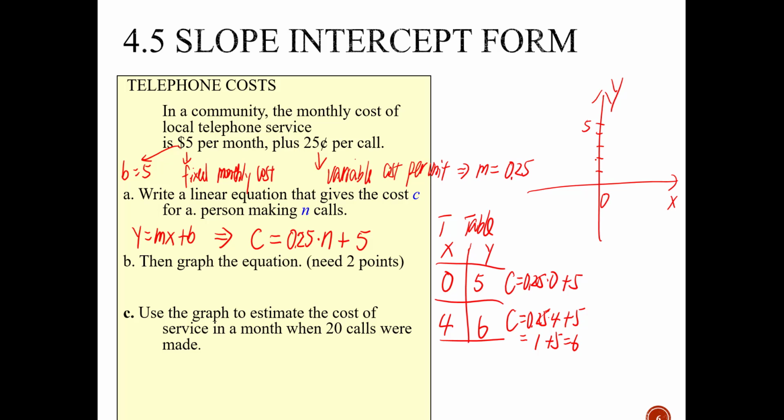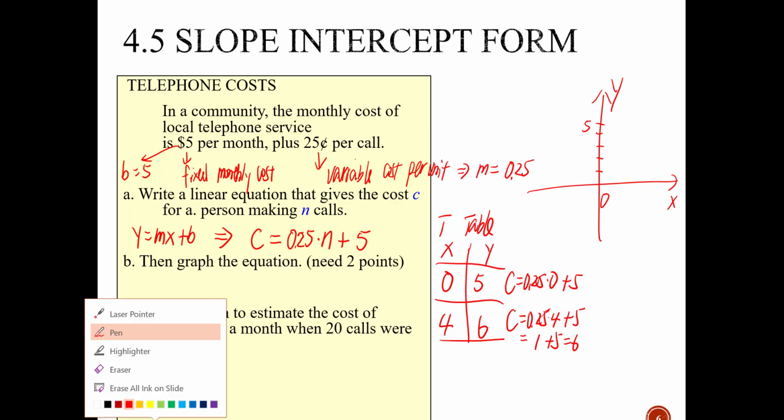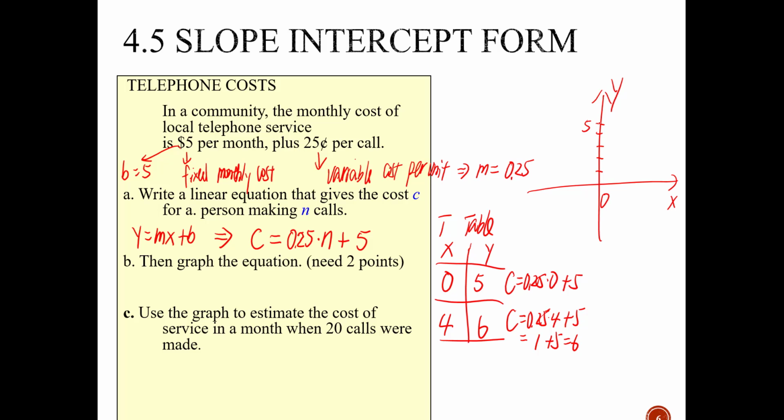Okay, so this is the first ordered pair right here: 0, 5. Secondly, when it's making 4 phone calls, 1, 2, 3, 4, then that will cost $6. So 4 and 6. Using those two ordered pairs, (0, 5) and (4, 6), to sketch the graph, you connect those 2 points, extending in both directions, and we get a line.